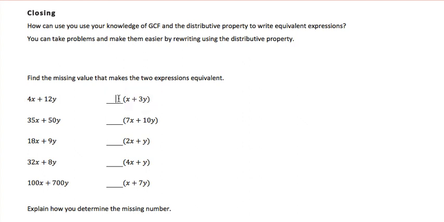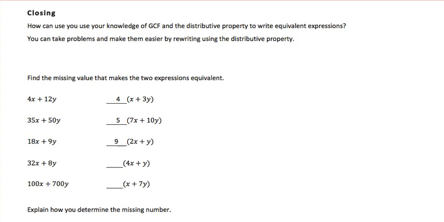All right, in our first expression, I found an error there, fixed it for us. If your material has 14x, take that 1 off because that was a misprint. So we'd have 4 times x plus 3y. The next one, we'd have 5 times 7x plus 10y. The next one would be 9 times 2x plus y. The next would be 8 times 4x plus y. And the last would be 100 times x plus 7y.